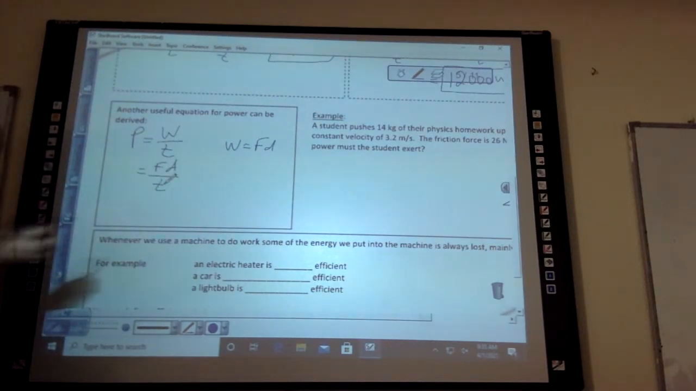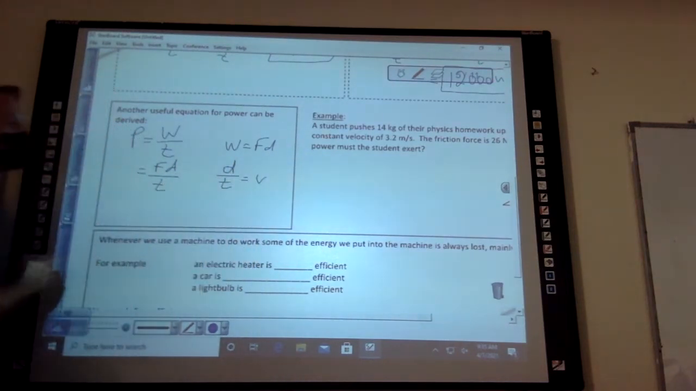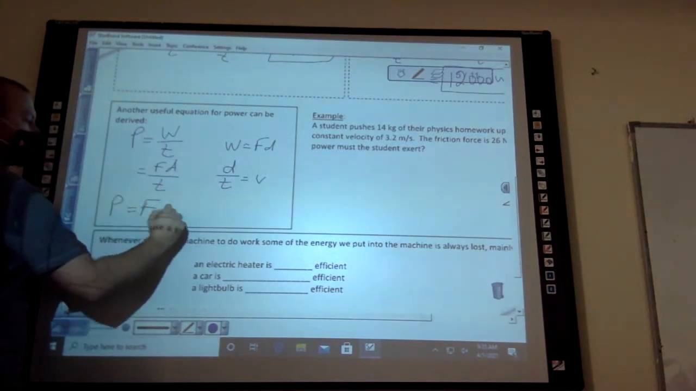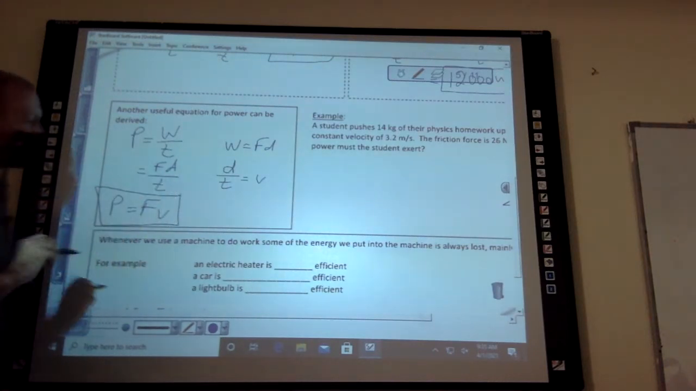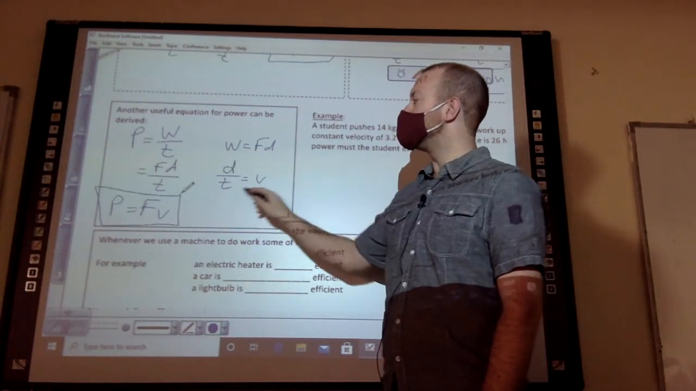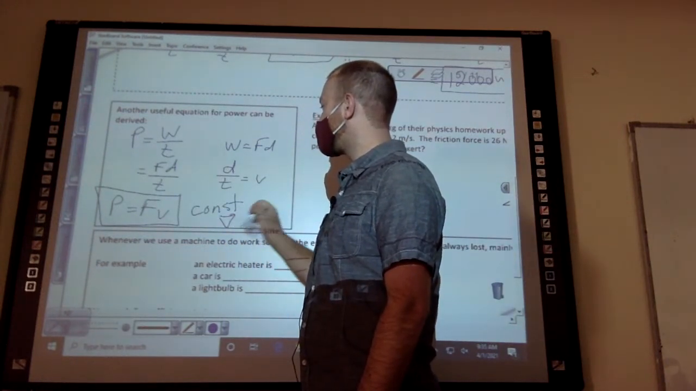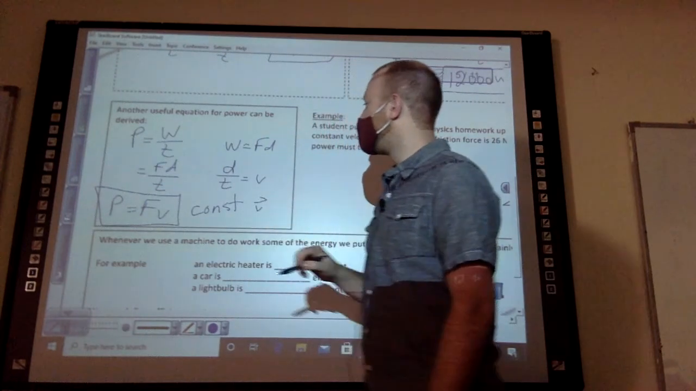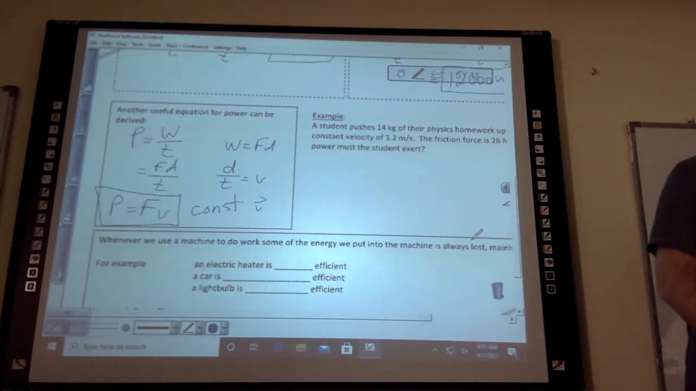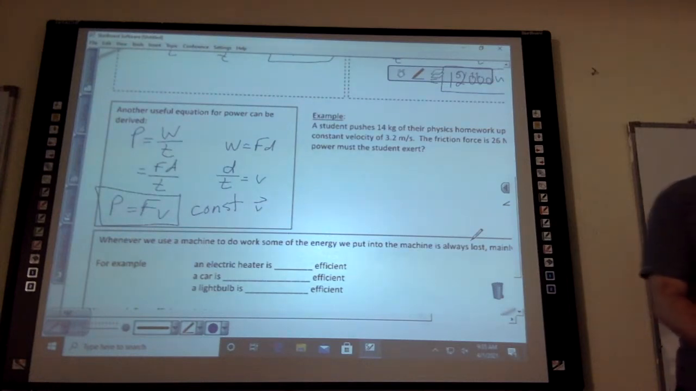And if I'm dealing with constant velocity, d over t is a speed. So this could also be another equation you could use, F times v. But based on the fact that this is only at a constant velocity, this equation only works for constant velocity. So this is a good thing to know, and you'll see why in the next one. But this is only in a specific case. So you do not need to know this one as well, but it definitely does help.